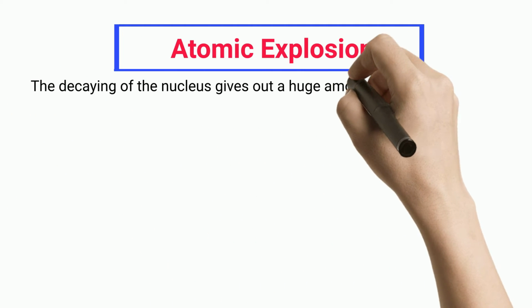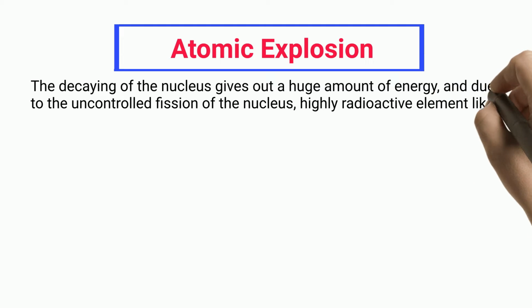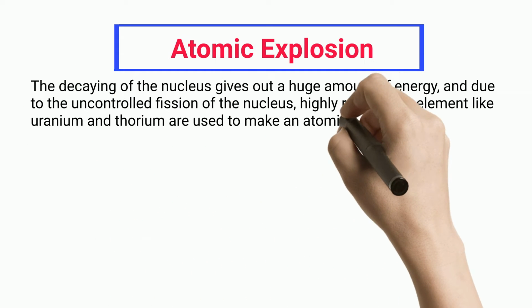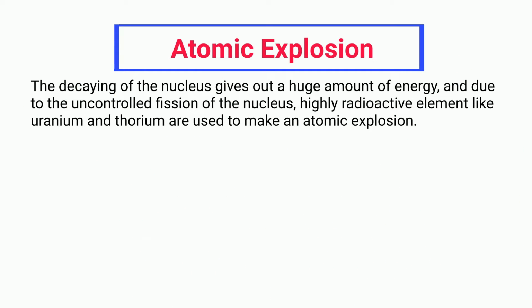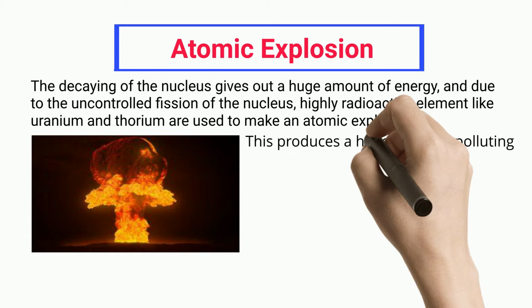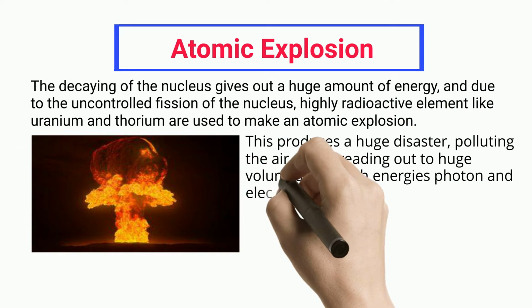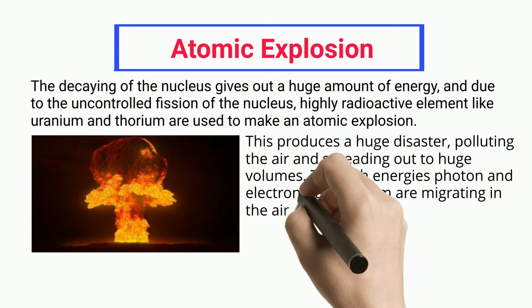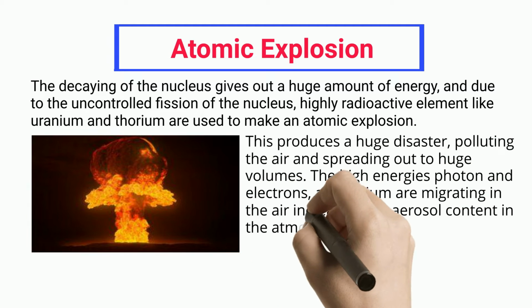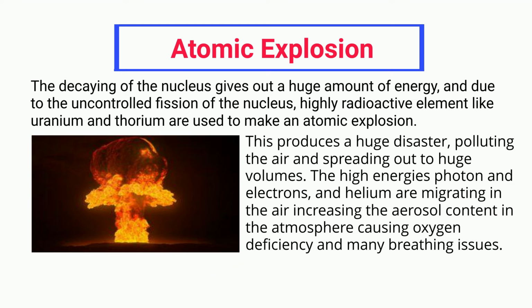Atomic explosion. The decaying of the nucleus gives out a huge amount of energy, and due to the uncontrolled fission of the nucleus, highly radioactive elements like uranium and thorium are used to make an atomic explosion. This produces a huge disaster, polluting the air and spreading out to huge volumes. The high-energy photons, electrons and helium migrating in the air increase the aerosol content in the atmosphere, causing oxygen deficiency and many breathing issues.